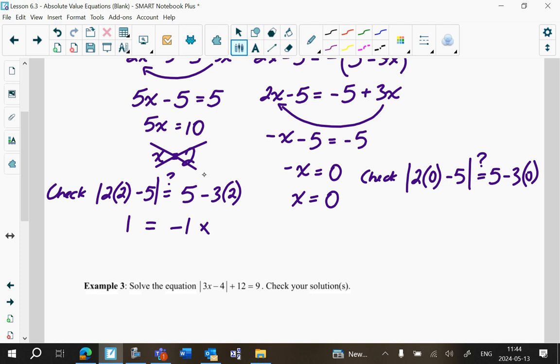And 2 times 0 is 0, minus 5 is negative 5. The absolute value is 5. And 5 minus 3 times 0 is still 5. That's a good one. So x equals 0 is the only answer.